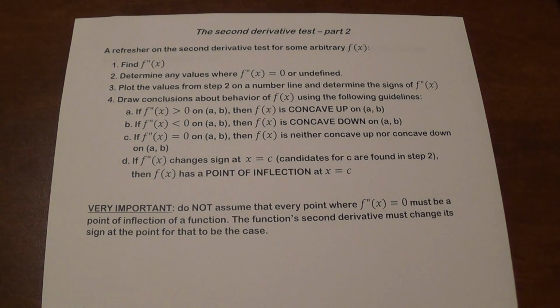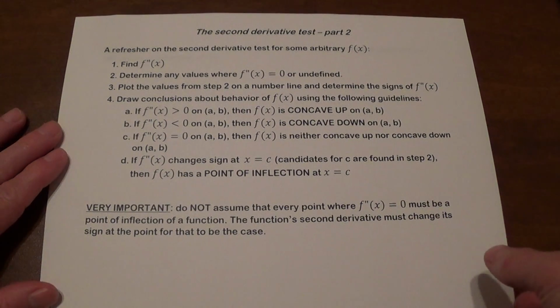If the second derivative is positive on a certain interval, then the function is concave up. If the second derivative is negative on an interval, then the function is concave down. If the second derivative equals 0 on a particular interval, it's not concave up or concave down. And if there is a sign change of the second derivative at a particular point, then you will have a point of inflection at that point. Do not assume that every point where the second derivative is 0 will be a point of inflection. The function's second derivative must have a sign change.